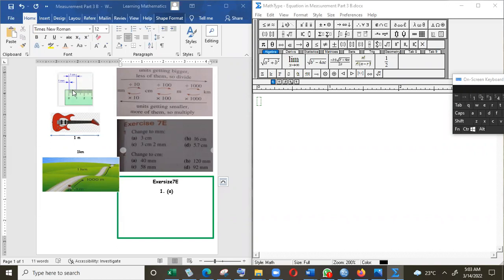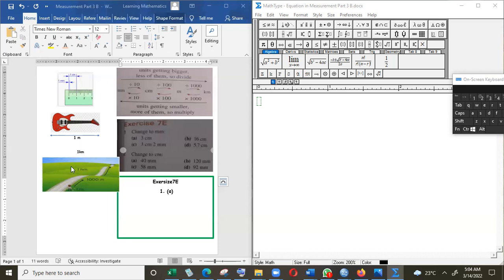So the millimeter is like a little ant, and the centimeter is like the width of your fingernail, your fingertip, which is 10 millimeters. Now the meter is like the size of a guitar, or like the width of your cable. So the meter is bigger than the centimeter. In fact, 100 centimeters will make up a meter.